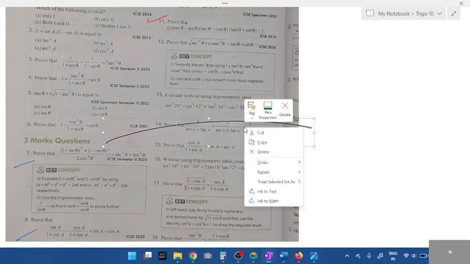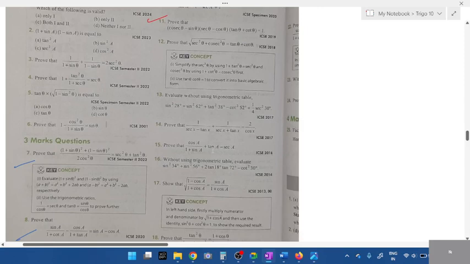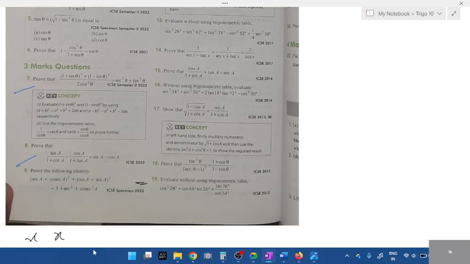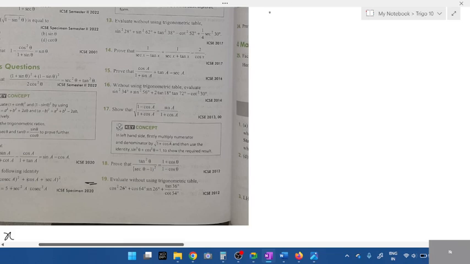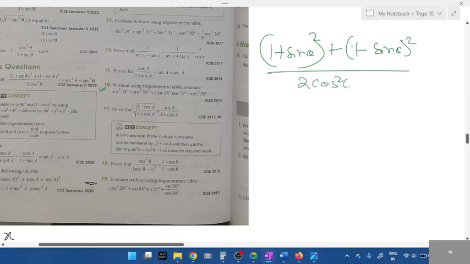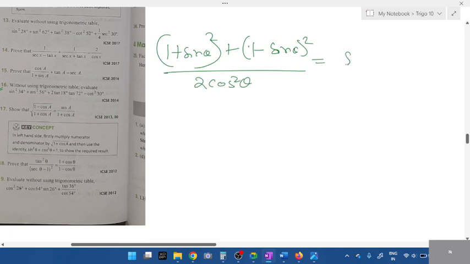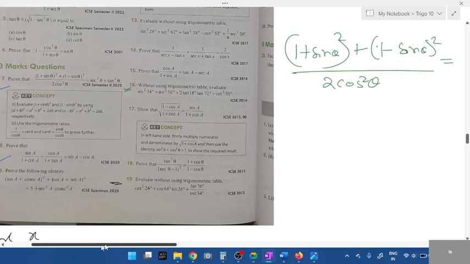You can do it. See, for example, I'll show you students here. Can you see this 22nd question? (1 plus sine theta) whole square plus (1 minus sine theta) whole square, divided by 2 cos square theta. Right hand side, what do we have? Sec square theta plus tan square theta, right?